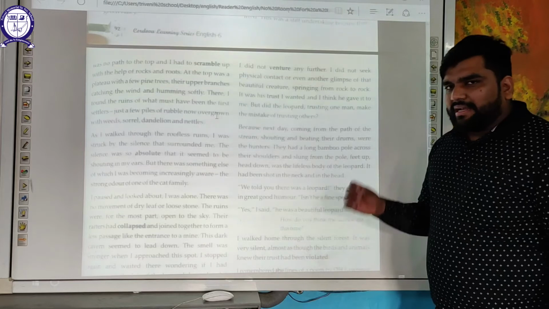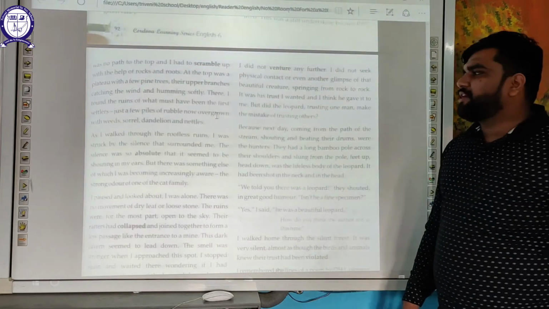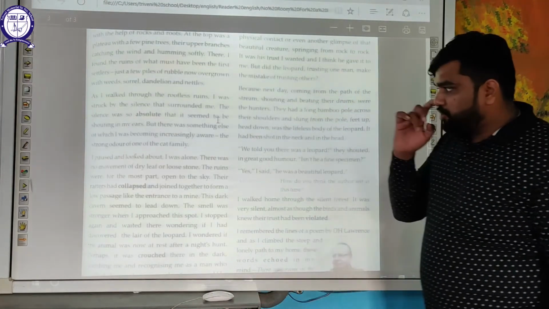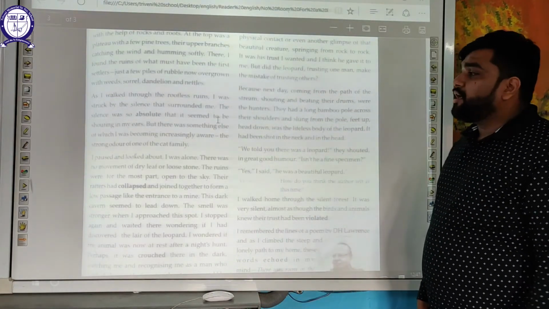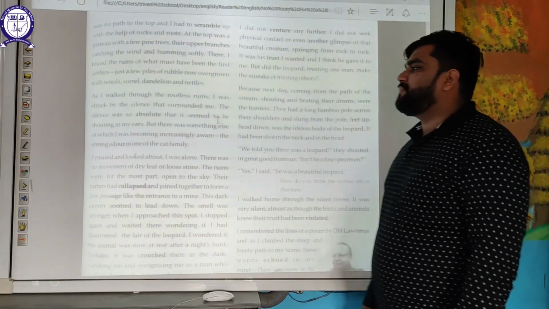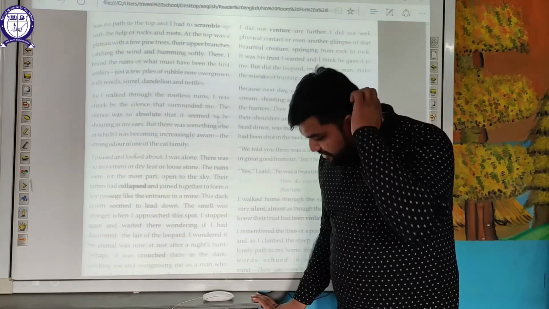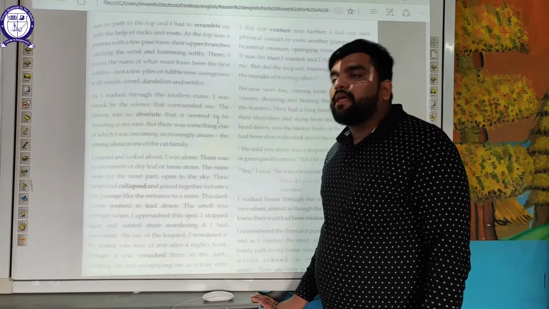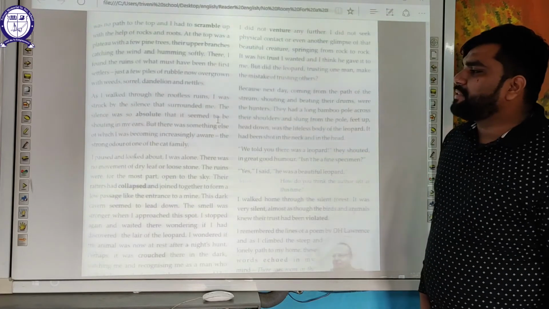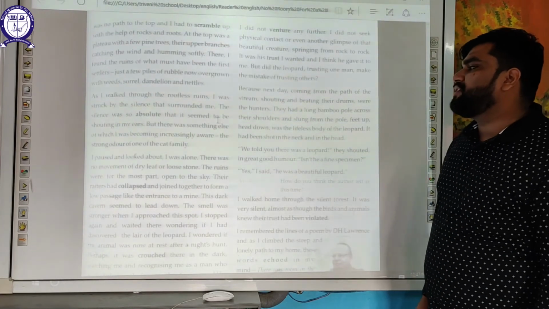So there were quite a few trees and plants over there. As he walked through the roofless ruins, he was struck by the silence that surrounded him, and the silence was so absolute that it seemed to be shouting in my ears. He suddenly felt there was very much silence over there, and he thought that there is something wrong over there.